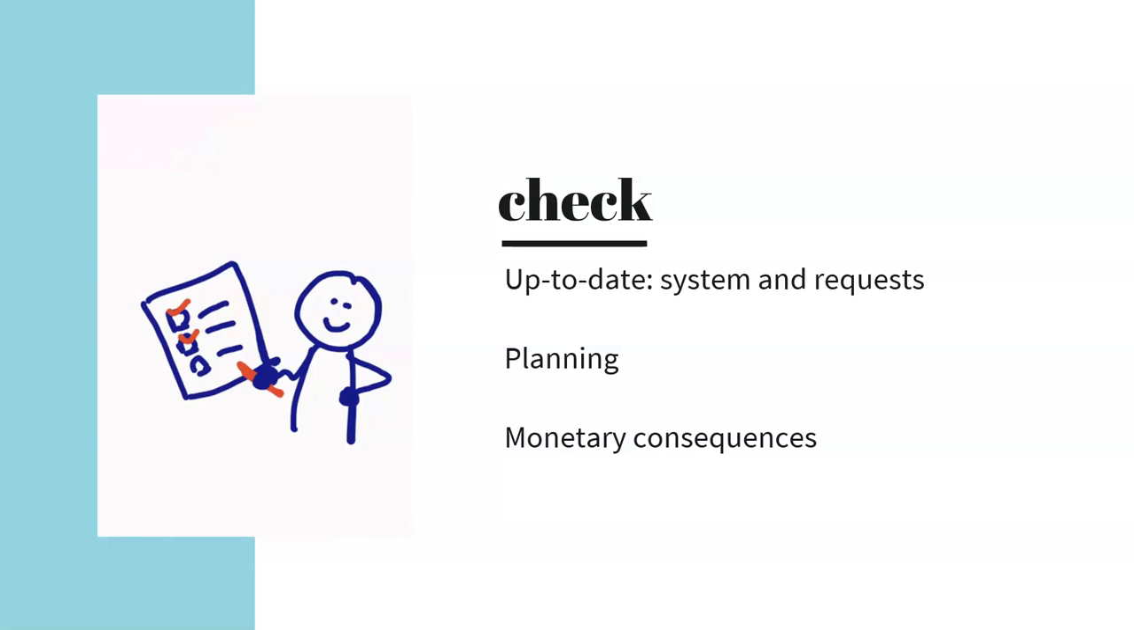Then you also need to check the monetary consequences. If people are given leave at the beginning of the year, and if they don't use that, then you need to be prepared to pay that out. In some countries you need to pay that out exactly. In some countries you need to reserve money for that, and that needs to be reflected in your annual report, for example, so that you are able to pay that out if and when needed.